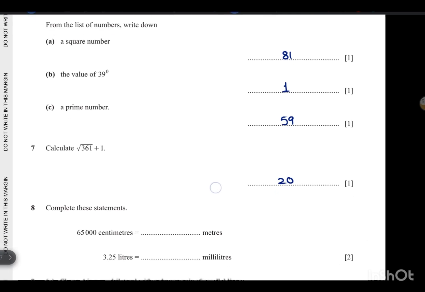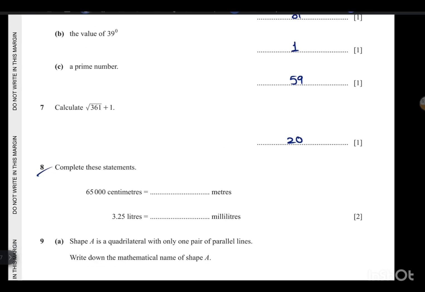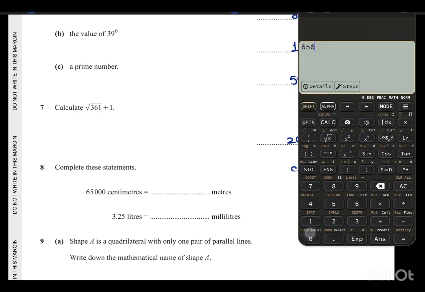Question 8. Complete these statements. 65,000 centimeters is equal to dash meters. Third, 3.25 liters is equal to dash milliliters. This is a conversion question. Converting centimeters into meters is small unit to big unit, so we have to divide. Divide by what? 1 meter is how many centimeters? That is 100 centimeters. So we have to divide by 100. So 65,000 should be divided by 100, giving 650 meters.